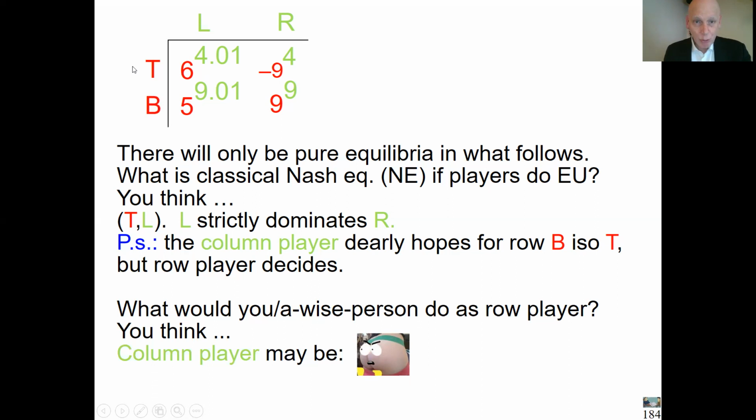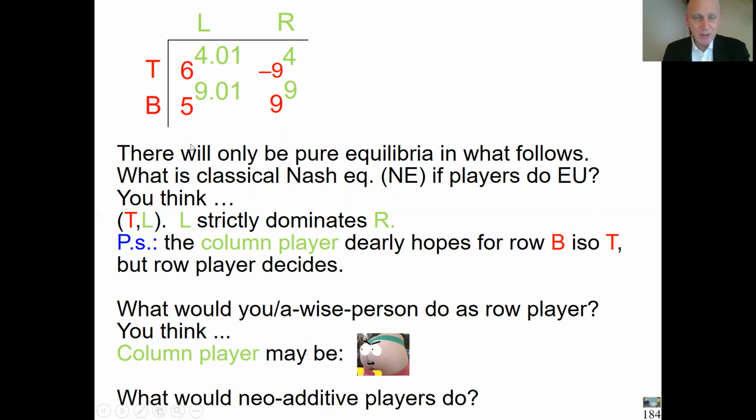Therefore, if I am a row player, I reckon with that. I think there is a chance that R comes. Then I'm hit by that -9. I really don't want it. And that's why I go for B and not for T. So if I were the row player in this game, I would go for T. Sorry, B.